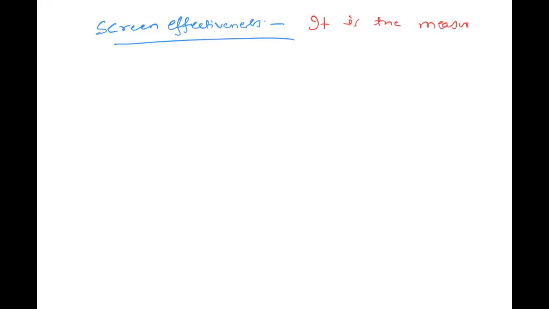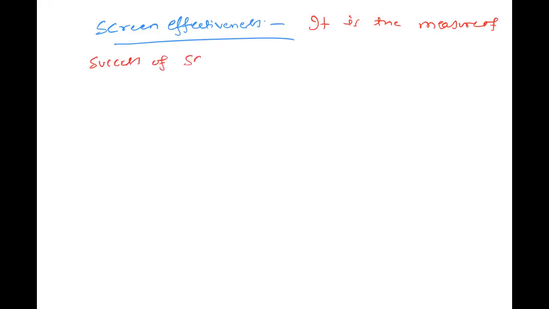Screen effectiveness. So what is screen effectiveness? You can write, it is the measure of success of screen.